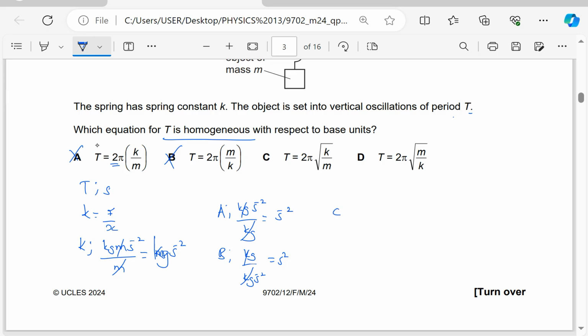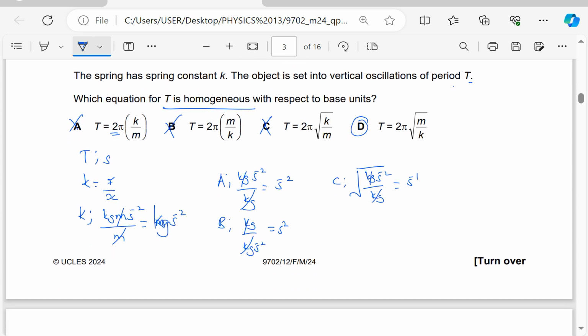We can check C. C is the square root of K, which is kilogram per second squared, divided by kilogram. So this gives us s to the power minus 1. So it is still not correct. So C is wrong. So our answer is automatically D. We can check D.